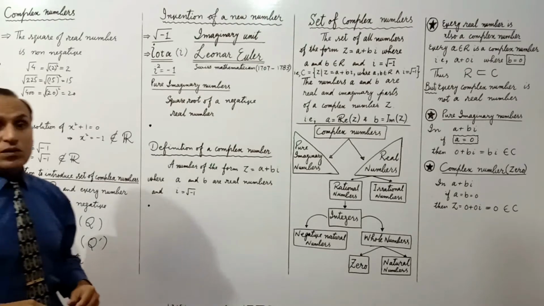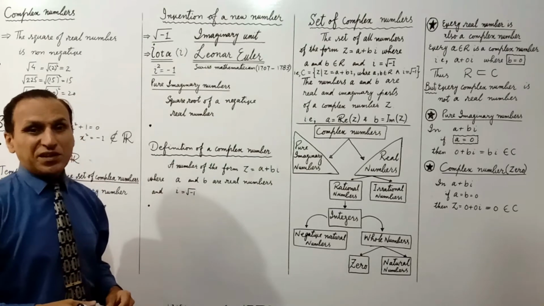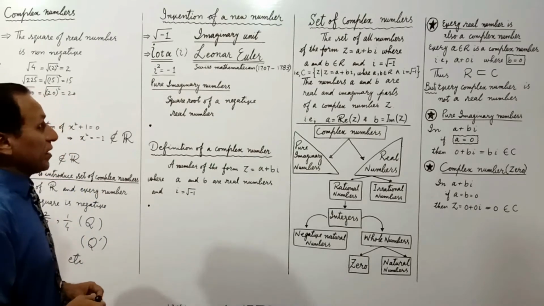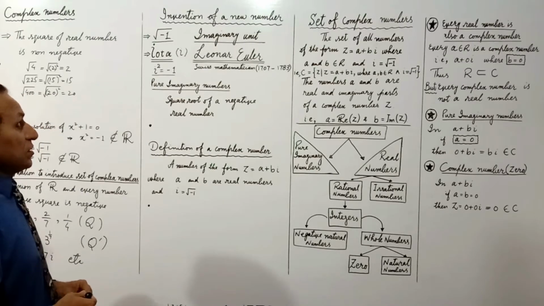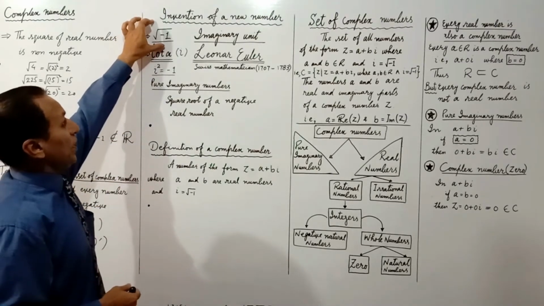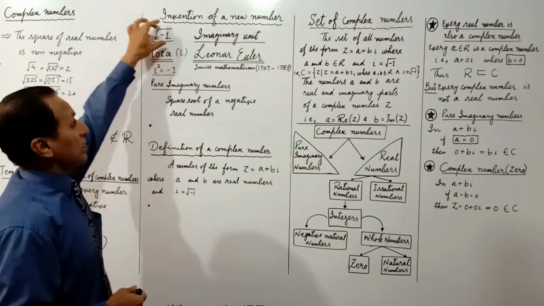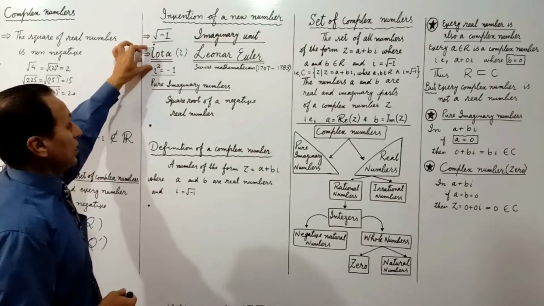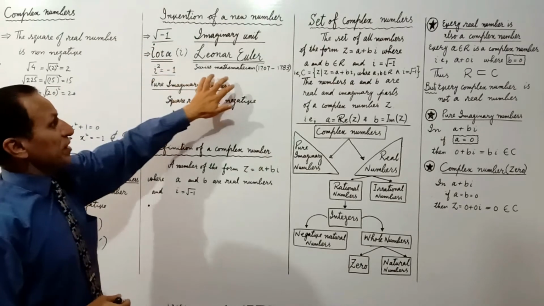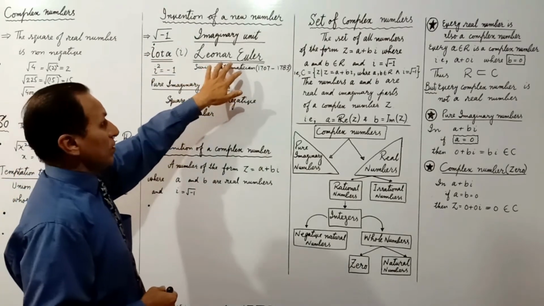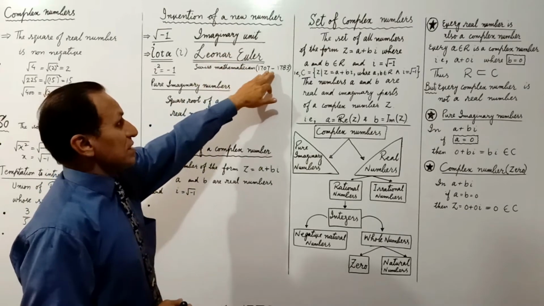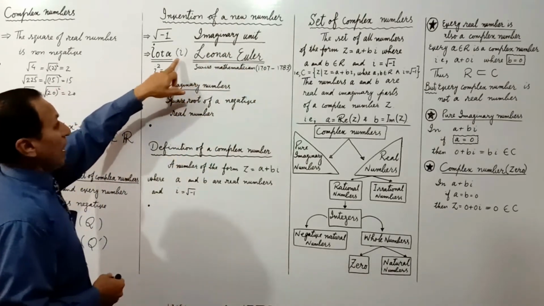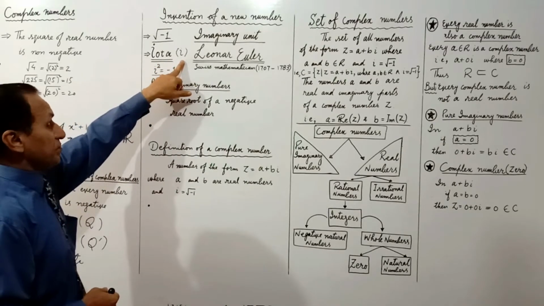So the invention of the new number was the basic need of that time. Mathematicians worked on it and found a solution. They introduced a new imaginary unit, the square root of minus 1, called iota. A Swiss mathematician, Leonhard Euler, in the 18th century used this symbol iota for the first time ever.